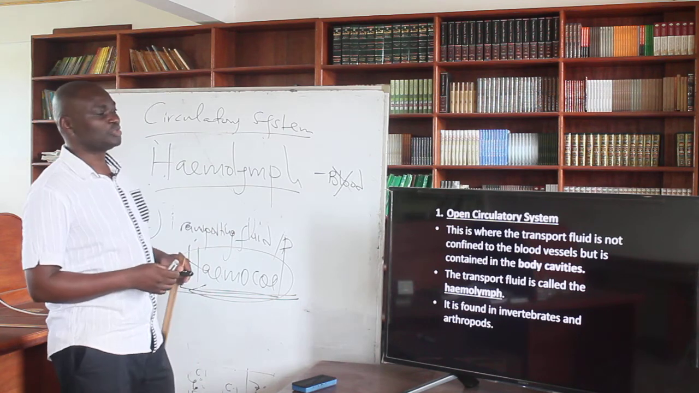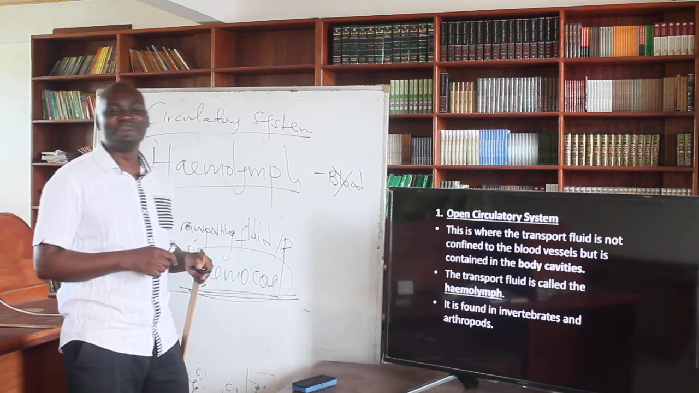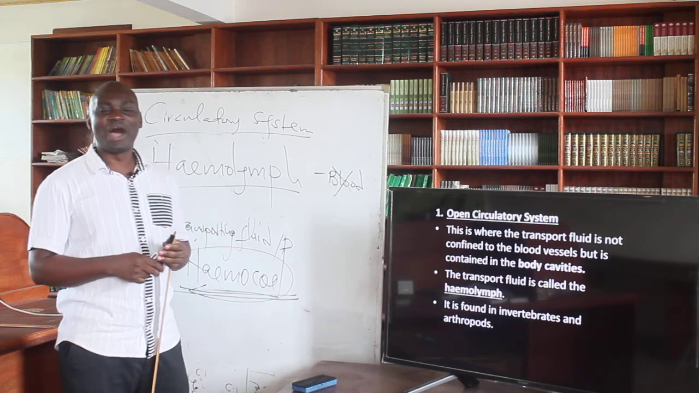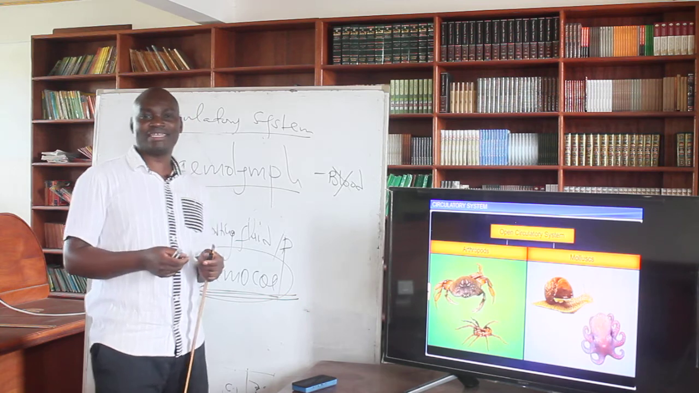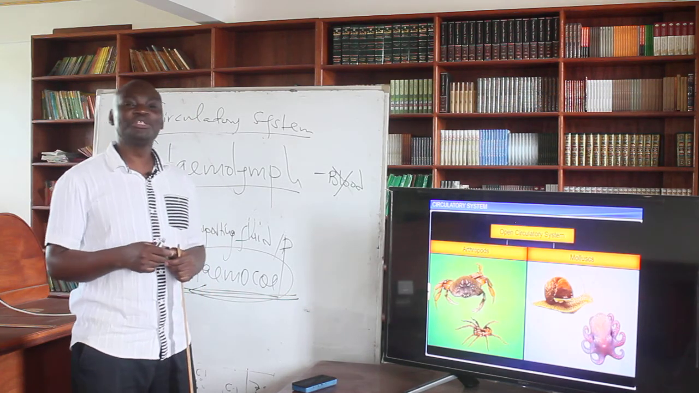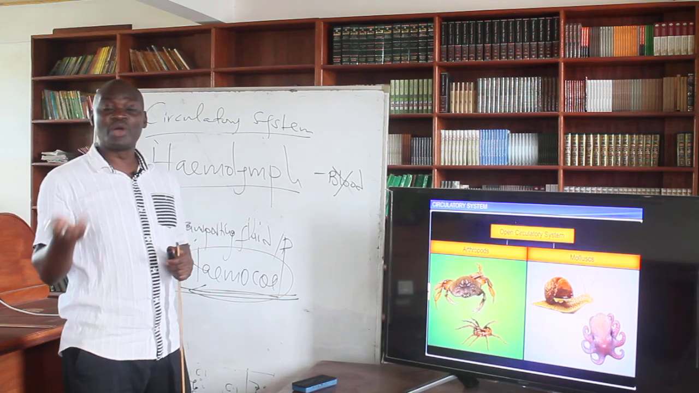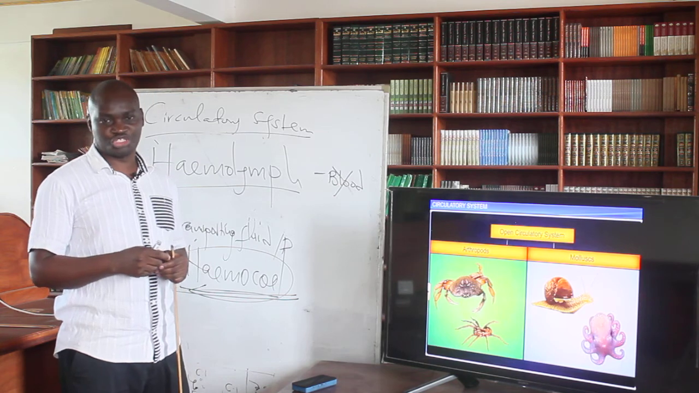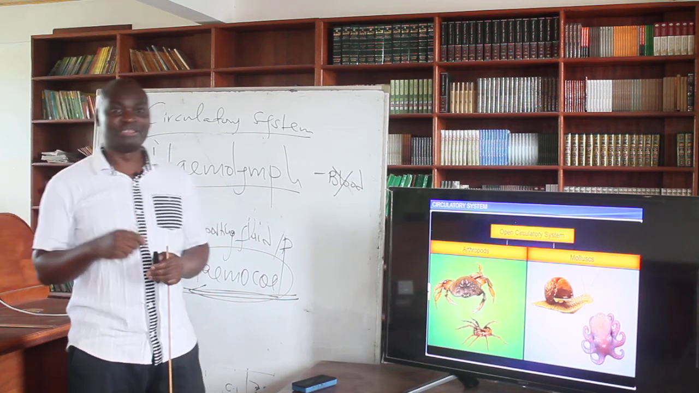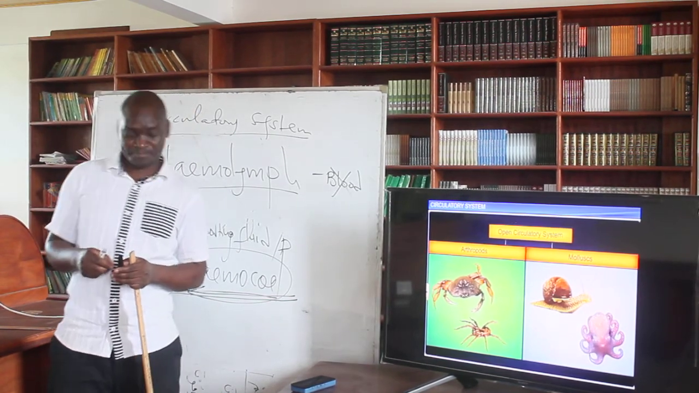Now, this open system is found in invertebrates. In our next session, we're going to look at the different organisms with this open system and look at an example of a cockroach. Otherwise, check for the next session as we continue with the topic.